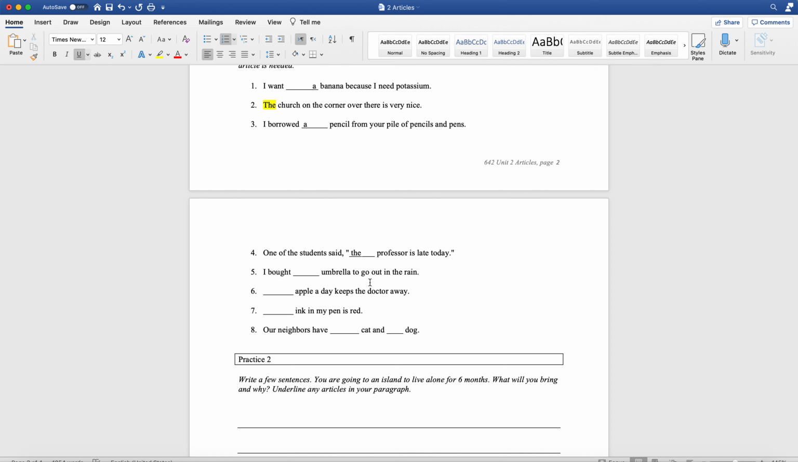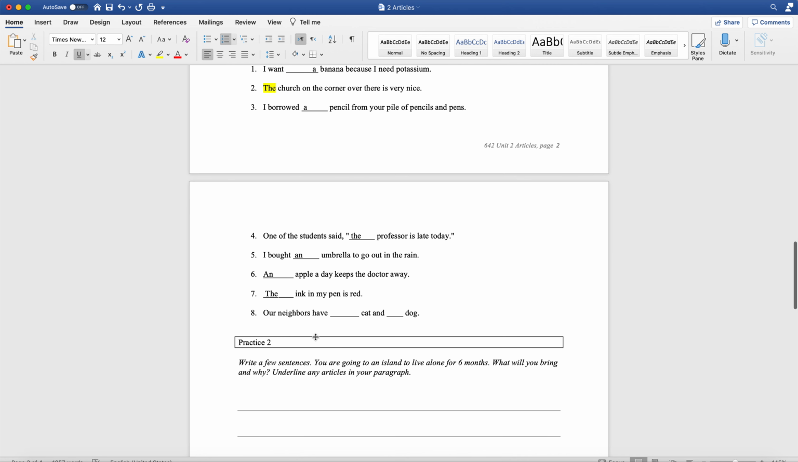I bought an umbrella to go out in the rain. An apple a day, they say an apple a day keeps the doctor away. Any apple, right? The ink in my pen is red. There's a specific pen, so the ink in my pen is red. Our neighbors have a cat and a dog. Any cat and dog, really, it's not a specific type of cat, not a specific type of dog, so a cat and a dog.